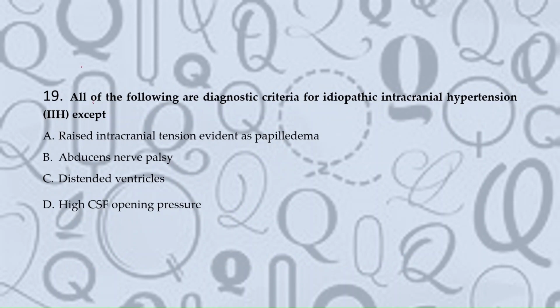All of the following are diagnostic criteria for idiopathic intracranial hypertension except. This is a new term here, IIH, idiopathic intracranial hypertension. When you say idiopathic, you don't know what the cause is. This term was earlier known as pseudotumor cerebri, or also benign intracranial hypertension. There was no tumor or organic cause causing the intracranial hypertension. So we have a few criteria to diagnose IIH, known as the modified Dandy's criteria.